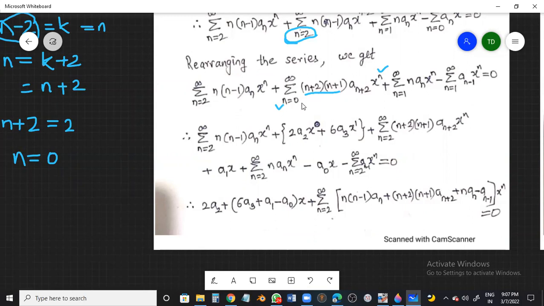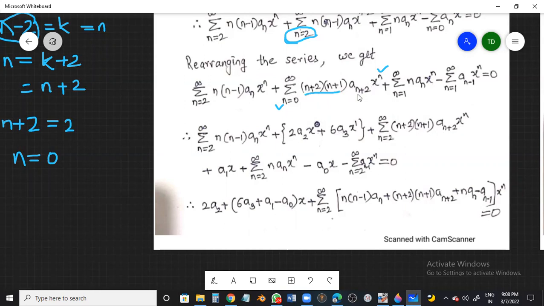If I put n equal to 0, what will happen? 0 plus 2 is 2 and 0 plus 1 is 1. So 2 into 1, I got 2. a suffix 0 plus 2, it will be a2 and x will be raised to 0, plus. Now I am putting n equal to 1. So this is going to be 3 and this is 2. So 3 twos are 6 I got. This is a3 and x will be raised to 1. And the remaining term I carry from n equal to 2 onwards as they are.